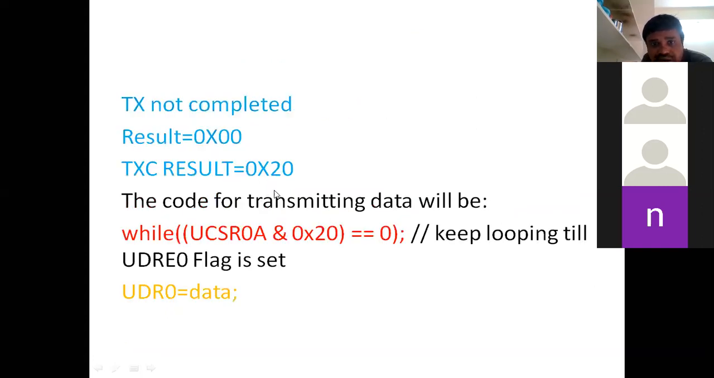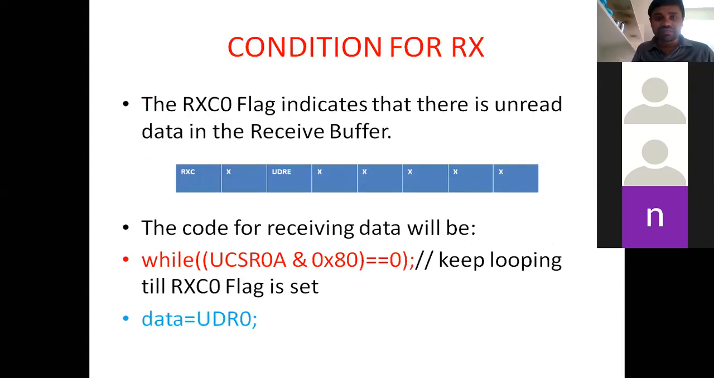The code for transmitting the data will be: UCSRA and with 0x20 equal to 0, with a semicolon. It is checking whether the buffer is empty or not. If this condition is false, when the UDR empty bit equals 1, then only we send the data to UDR. This is only to check whether the buffer is empty or not. If this condition is false, it means the buffer is empty, then some data is stored in the UDR, and automatically it will be sent to the external device, that may be a laptop or another device.